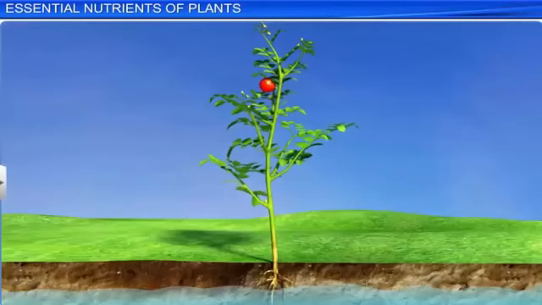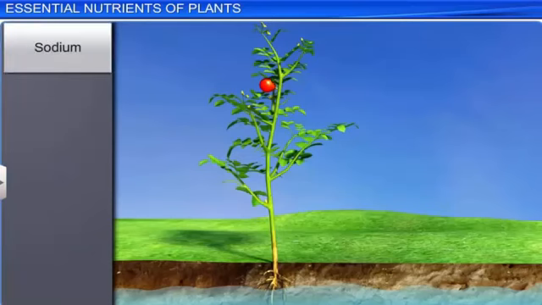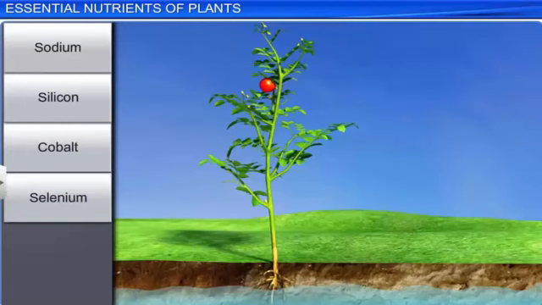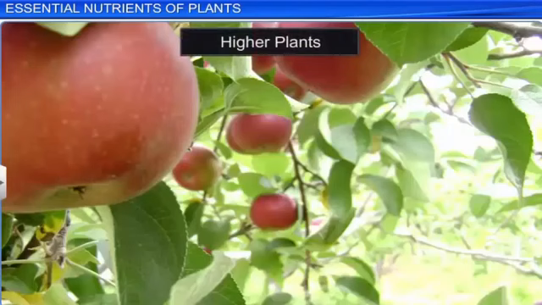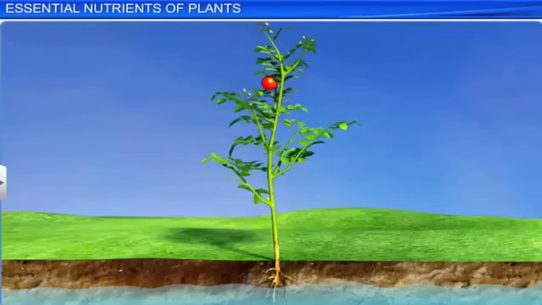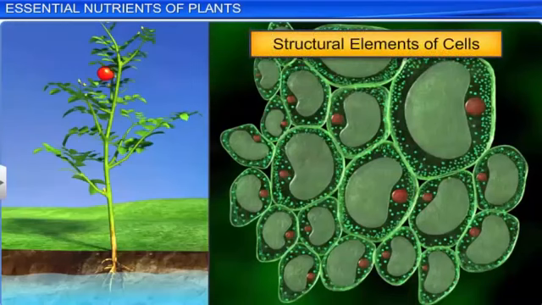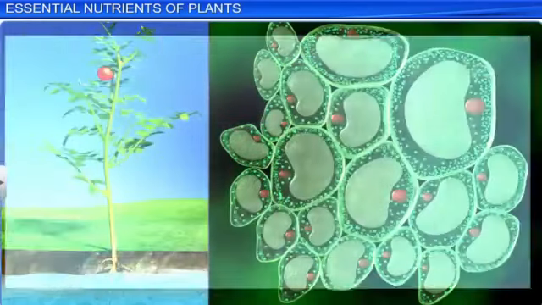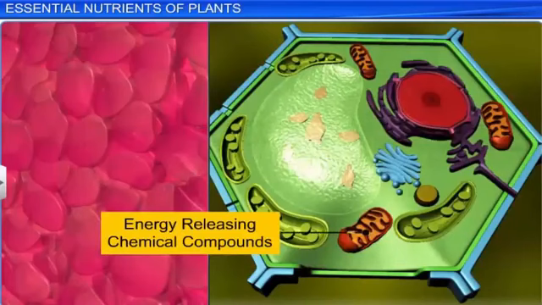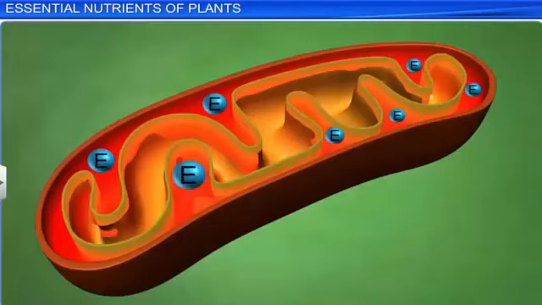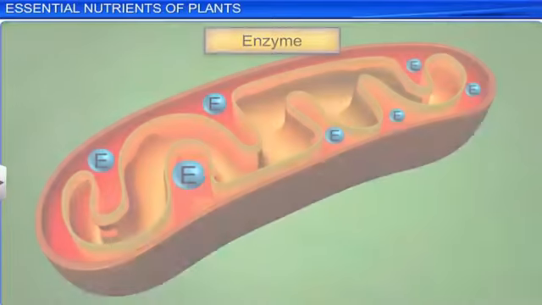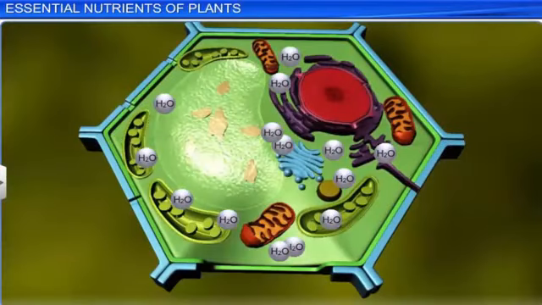In addition to the 17 essential elements, there are some beneficial elements such as sodium, silicon, cobalt, and selenium. Higher plants require them for their metabolism. Essential elements have different functions, based on which they are classified as structural elements of cells, components of energy-releasing chemical compounds, activator or inhibitor of enzymes, and elements that maintain osmotic potential.